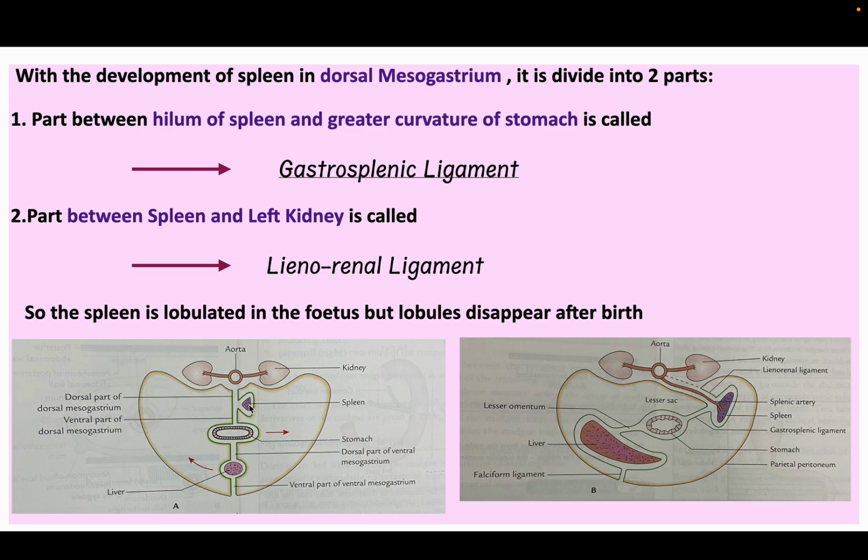Now similarly, with the appearance of the spleen, the dorsal mesogastrium is divided into two portions, that is the ventral portion and the dorsal portion. Now this ventral part of the mesogastrium is going to form the gastrosplenic ligament. So this is the gastrosplenic ligament, and the part between the spleen and the kidney going to the posterior abdominal wall is known as the lienorenal ligament. So the spleen is lobulated in the fetus, but the lobules disappear after birth.